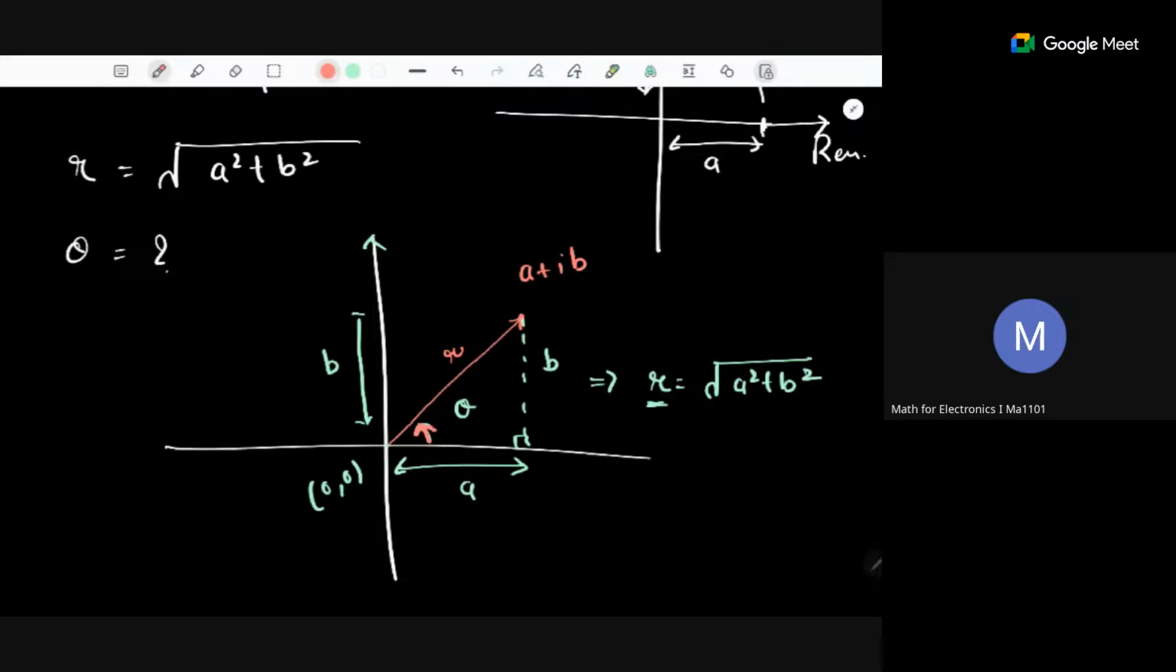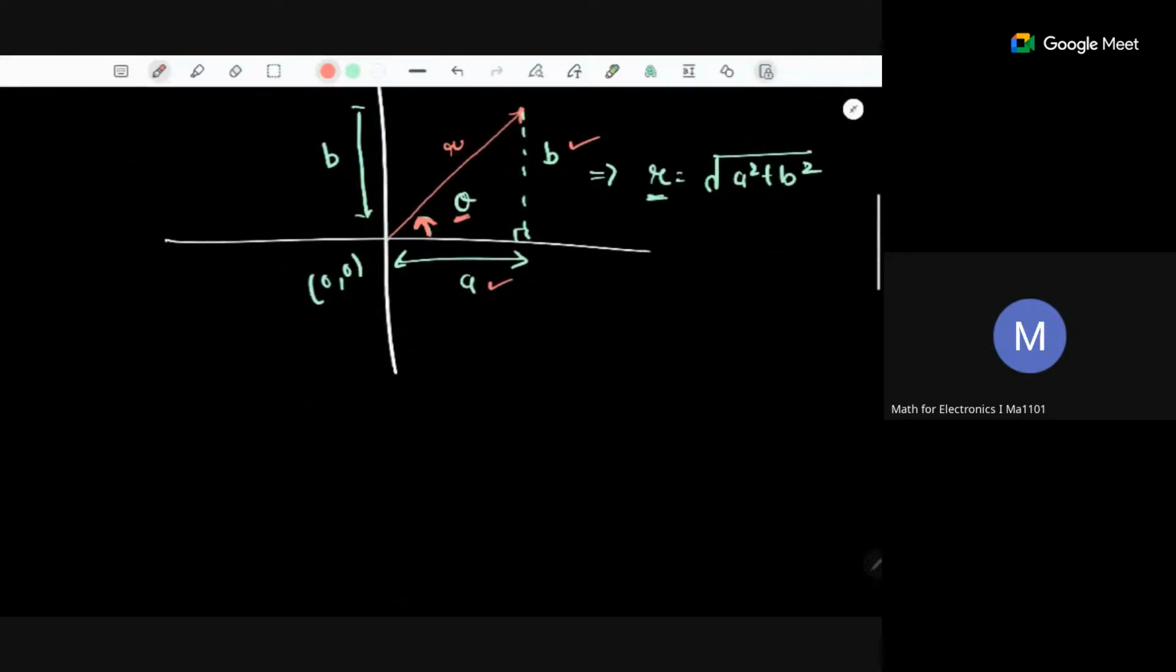Also we can have a relation between theta and the values of a and b. You know what the value of tan theta is. If we have a right angle triangle, then tan theta is nothing but the front side upon the base, right? So here the value of tan theta becomes b by a, because this distance is b and this distance is a. Sorry, tan theta is nothing but b by a. So the value of theta is nothing but tan inverse of b by a.